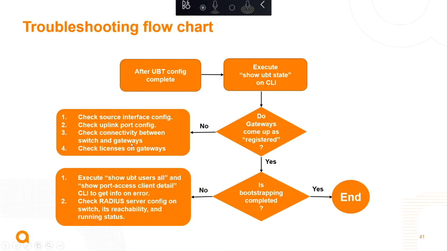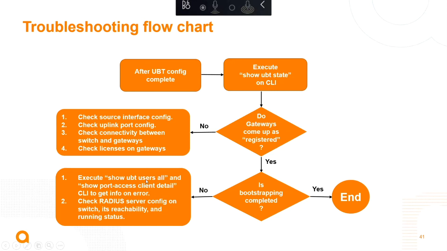Whatever I explained so far, basically how to troubleshoot it, I have put in a flowchart format. This can be used, it can just be referred to. Basically, first, after the configuration, we have to see the show ubt state output. If the gateway comes as registered, that means the switch registration with the gateway has gone through perfectly. If it is not, then we have to check these things.